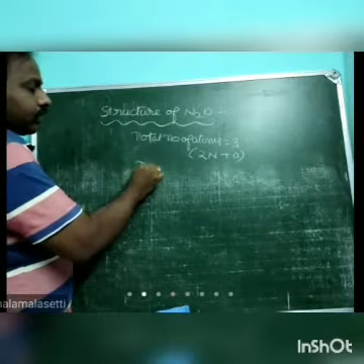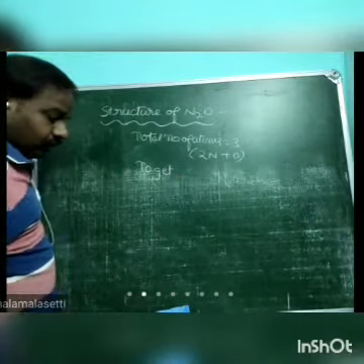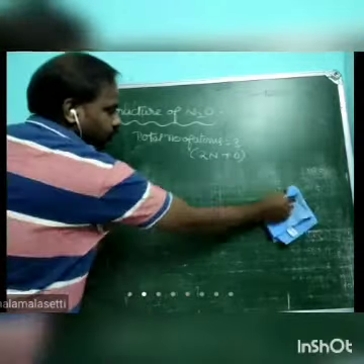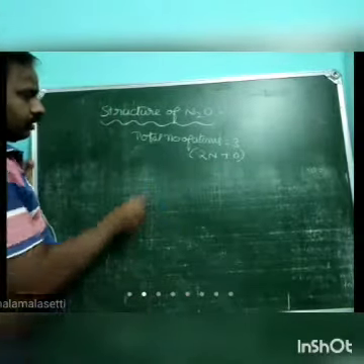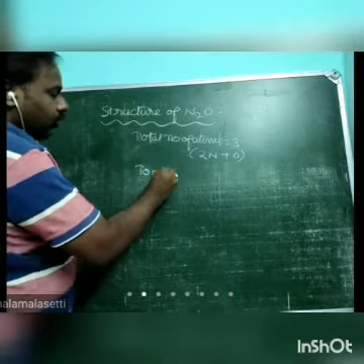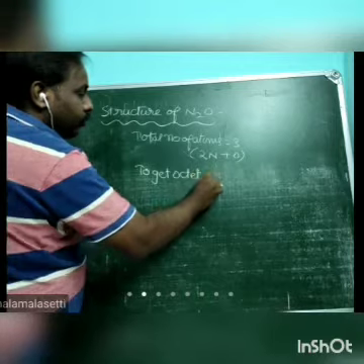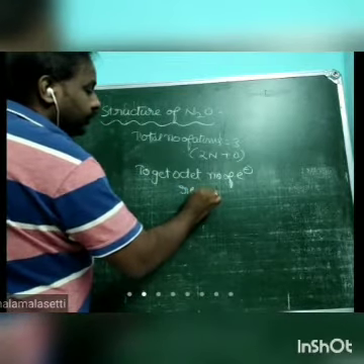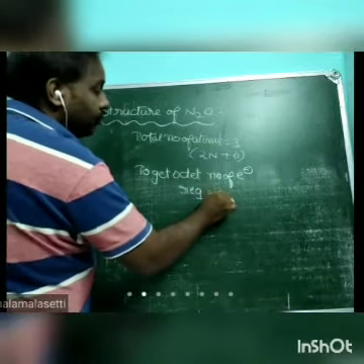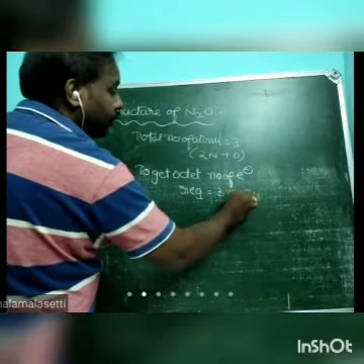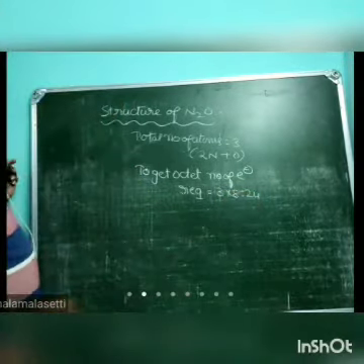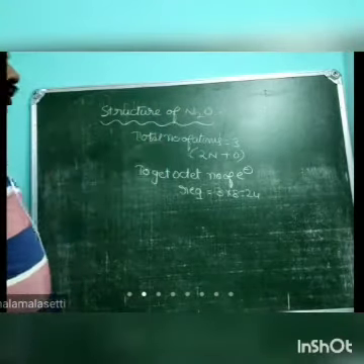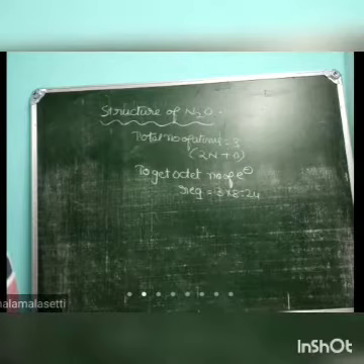So to get the octet, the number of electrons required is 3 into 8, a total of 24 electrons. Because according to the octet rule, an element must contain 8 electrons in the valency shell. Here 3 elements are there, so to get the octet, they need 24 electrons.